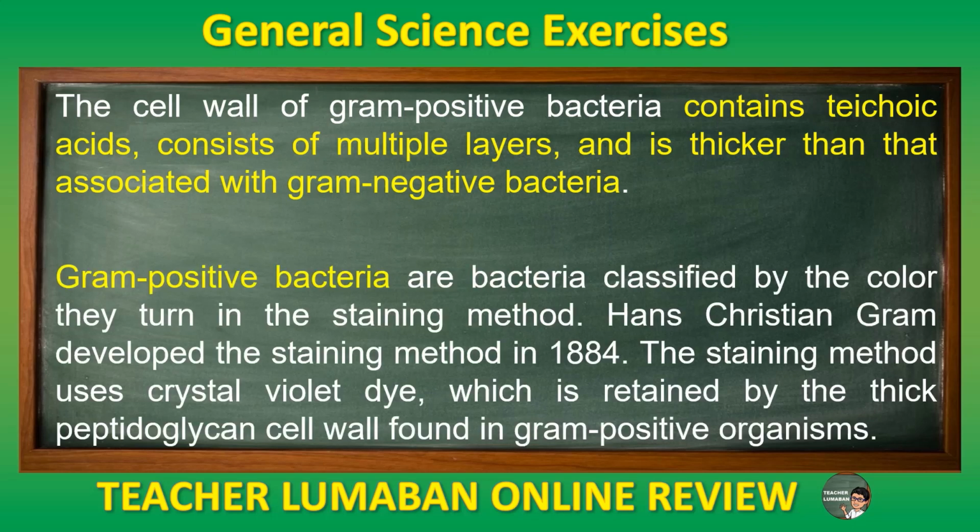Gram-positive bacteria are bacteria classified by the color they turn in the staining method. Hans Christian Gram developed the staining method in 1884. The staining method uses crystal violet dye, which is retained by the thick peptidoglycan cell wall found in gram-positive organisms.